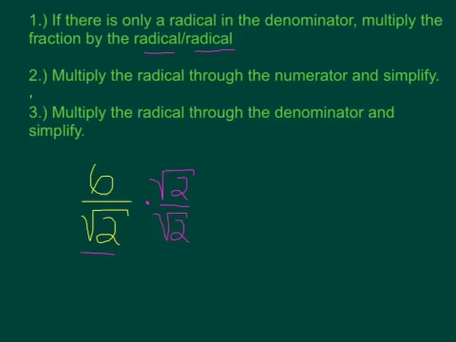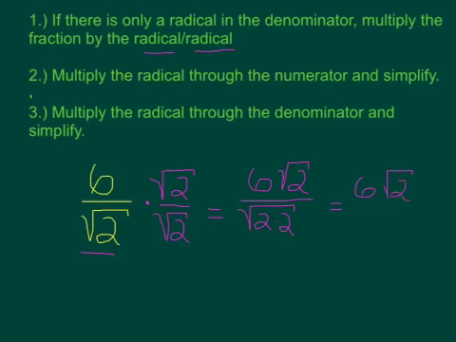And so that's step 1. We've done that. Now what we're going to do, step 2, we're going to multiply the radical through the numerator and simplify if we need to. And in this case, we just have 6 in the numerator, and we have that times the square root of 2. Okay, so we've multiplied square root of 2 through the numerator. Now in step 3, we're going to multiply the radical through the denominator and simplify. So when we have square root of 2 times square root of 2, that really means, let me go ahead and rewrite it this way. I really have the square root of 2 times 2, which of course is the square root of 4.